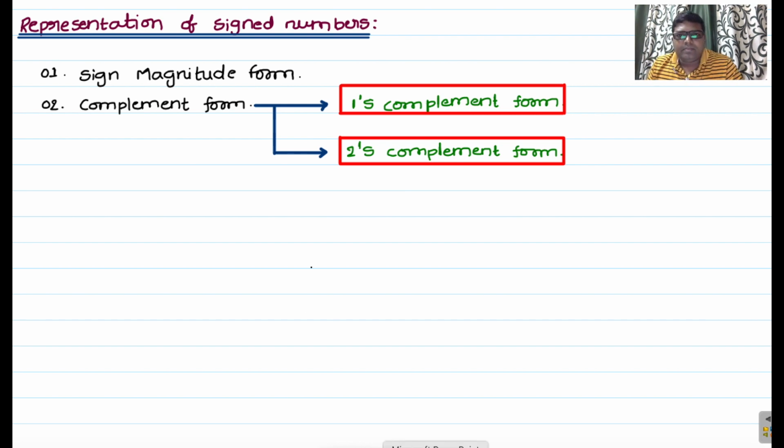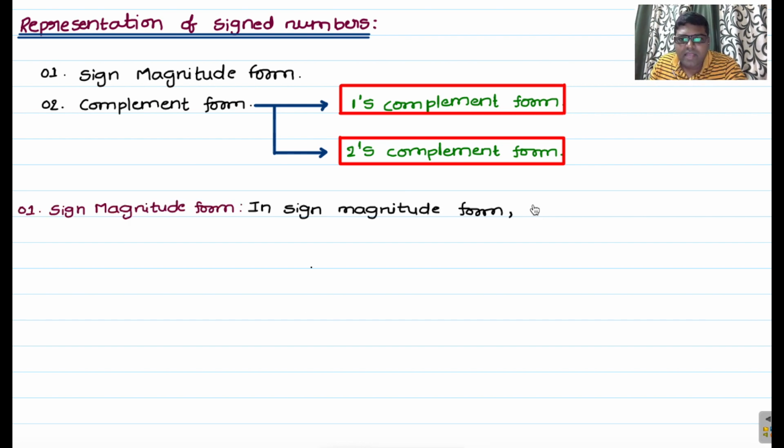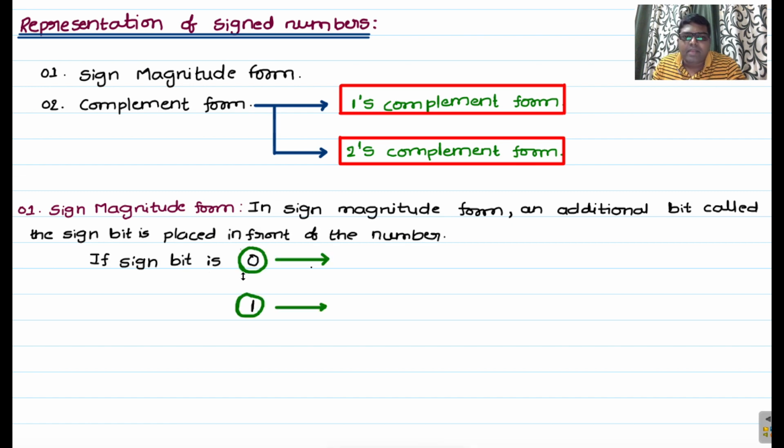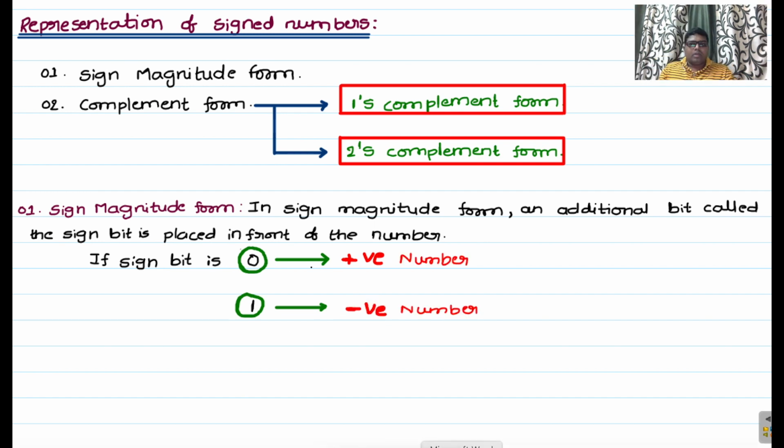So the first method is sign magnitude form. In sign magnitude form, an additional bit called the sign bit is placed in front of the number. If the sign bit is 0, that number is a positive number, and if the sign bit is 1, the given number is a negative number. So I will repeat: in sign magnitude form, an additional bit called the sign bit is placed in front of the number. If the sign bit is 0, it is a positive number. If the sign bit is 1, it is a negative number, right?